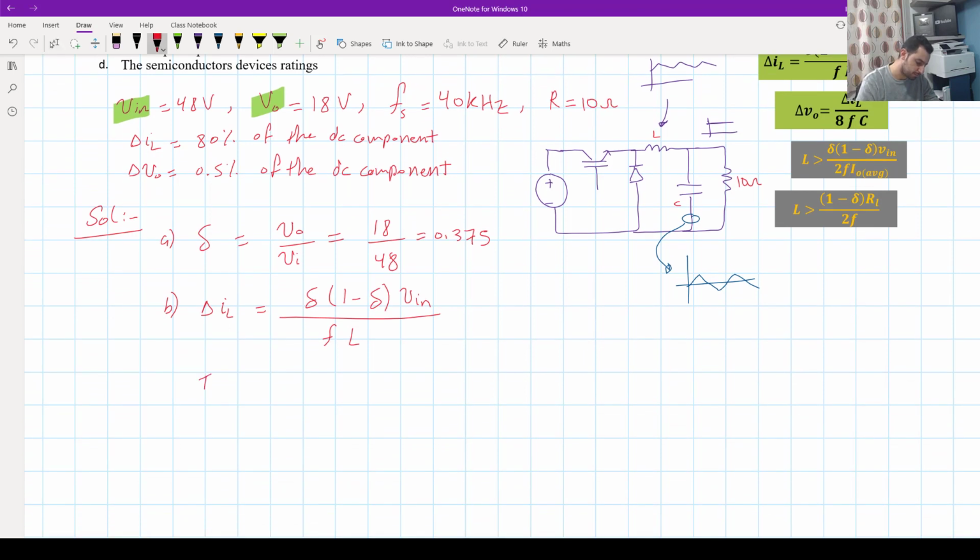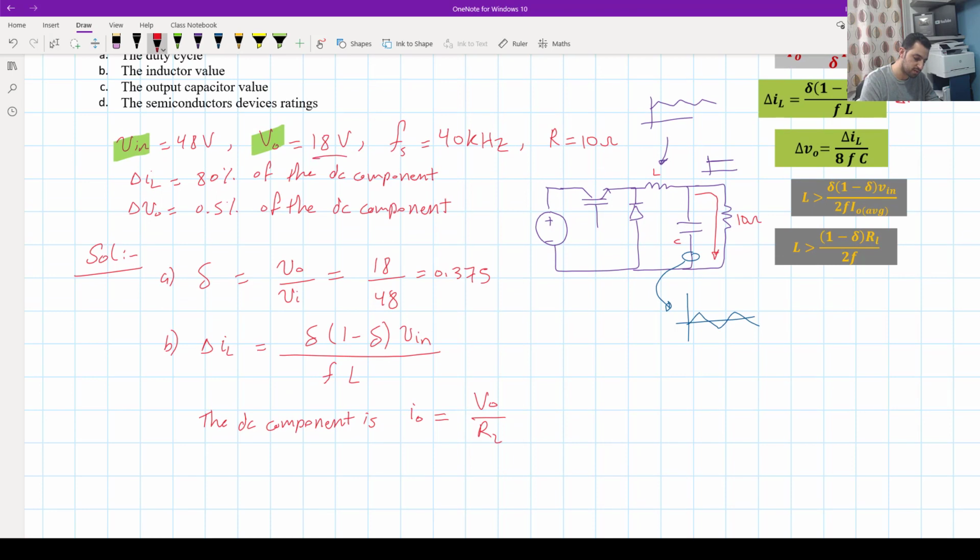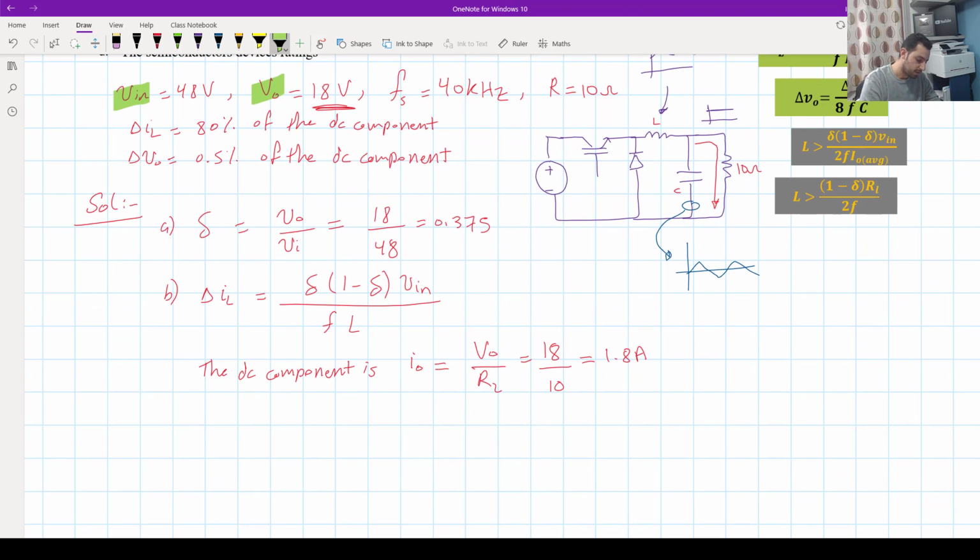So the DC component here is the same as the output current going through that load. So we want to know what is the V output and the resistance, and I think we know the output current. So the output current equals the V output divided by the load. And I think we know the V output, which is 18 volt here. So 18 volt divided by 10 ohm, and that will give us 1.8 ampere. So this is the DC component that will go through my load. So what is the ripple now? The ripple says there that the ripple is 80% of that DC component.